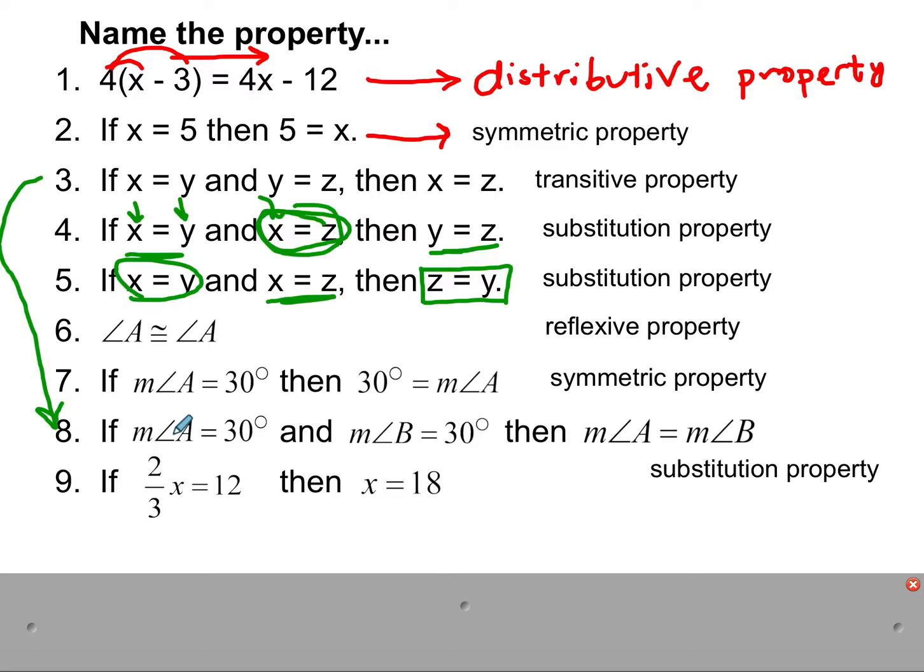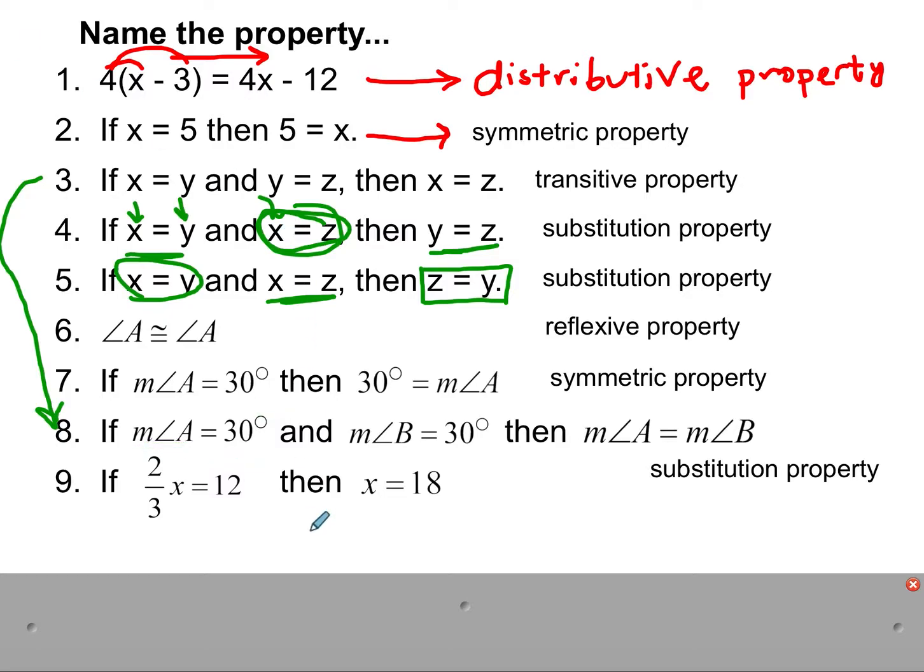If this was the transitive property, then it should say something like this: measure of angle A equals 30, and 30 equals the measure of angle B, then the measure of angle A equals measure of angle B. Since it does not, since it says measure of angle A equals 30 and measure of angle B equals 30, measure of angle A equals measure of angle B, that is the property of substitution. Once again, in this statement we're substituting in the measure of angle B for 30, since those two things are equivalent.